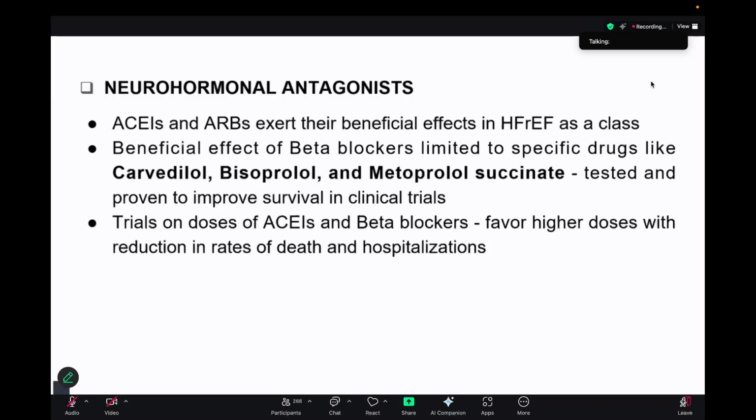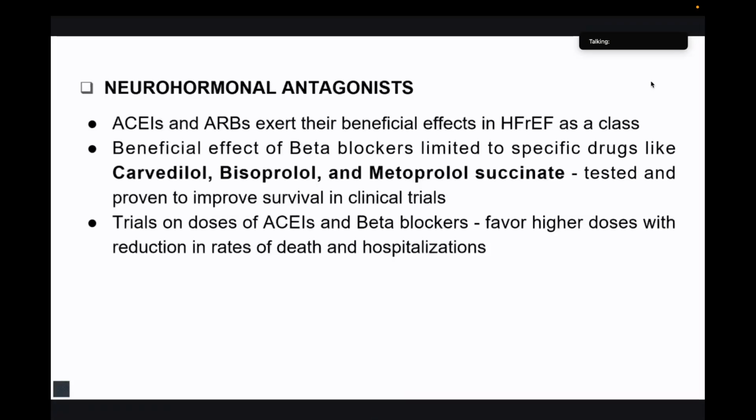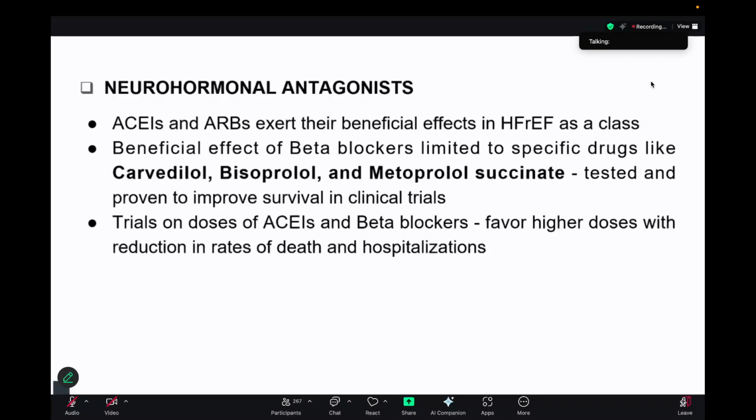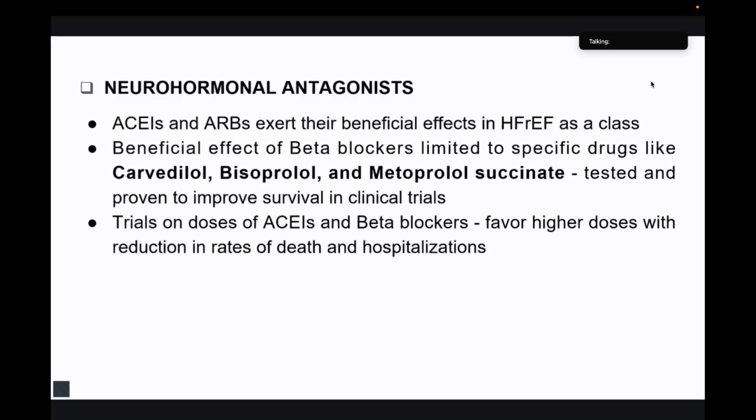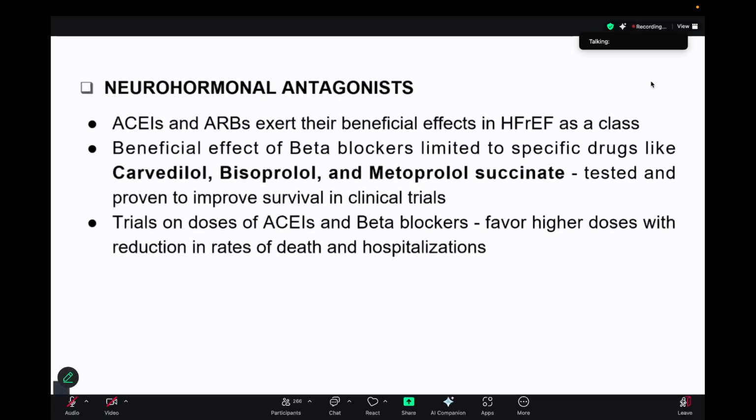When you do trials on the doses of ACE inhibitors and beta blockers to be given, these studies favor higher doses with a reduction in the rates of death and hospitalization. Hence, for heart failure management, we titrate the medications to the maximum stated in trials to have that benefit in the reduction of death and hospitalization.